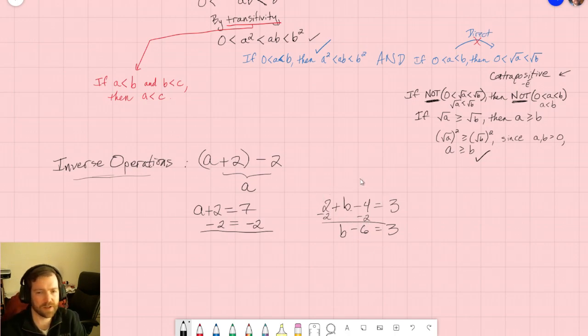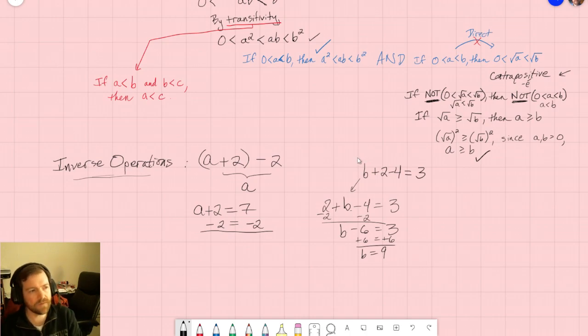Notice that if we try to solve this using the same stuff as we did here, versus if we try to solve this one, we're going to get 2 different answers. So like this one, we're going to add 6 to both sides. This is going to be b equals 9. But here, if we do this properly, this is going to be b plus 2 minus 4 equals 3. We're allowed to commute 2 numbers with addition. So the b and the 2 are being added.